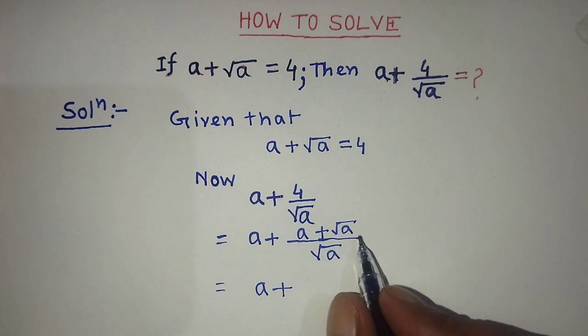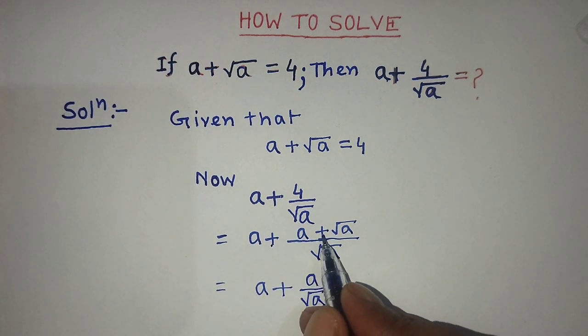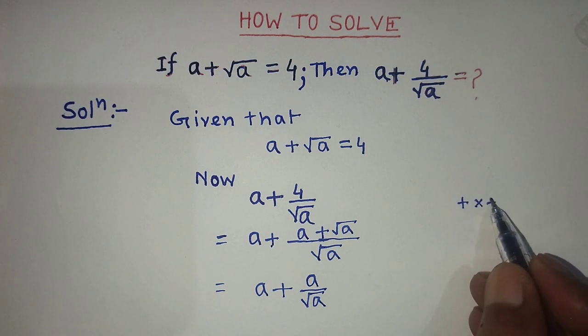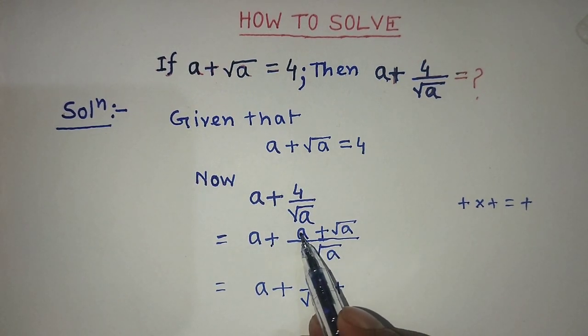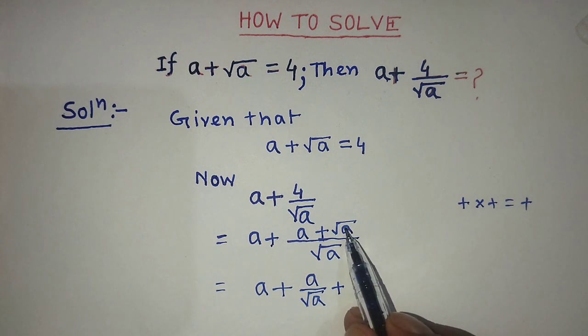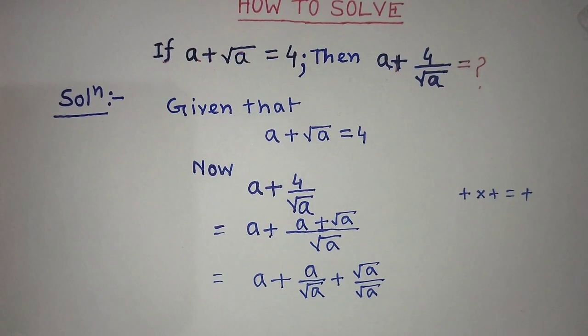Okay, so we can write from this fraction a over root over of a, plus. If you multiply plus with plus, then you get plus. Okay, so we have to write a plus sign here. And after the plus we have to write this by this. That means we can write here root over of a over root over of a. Okay student.